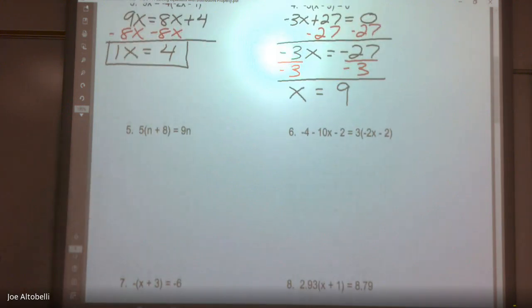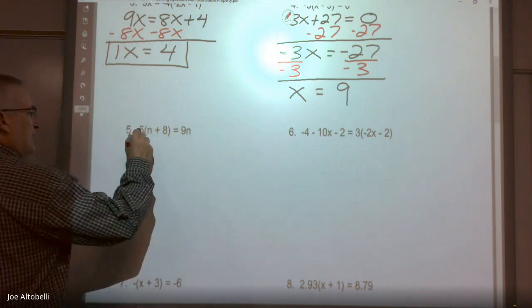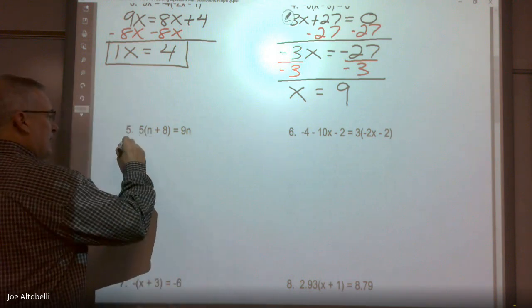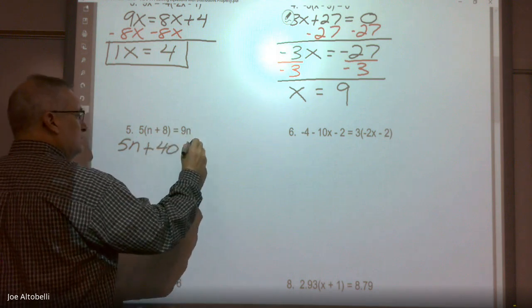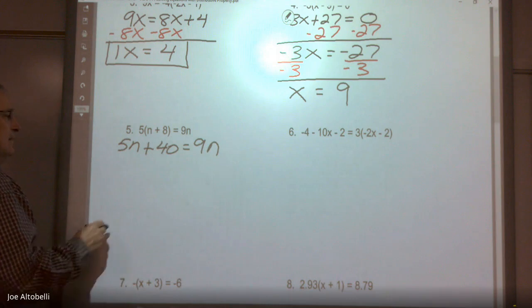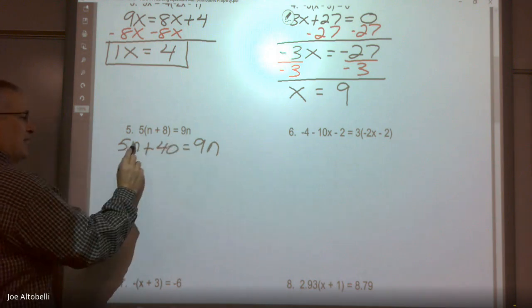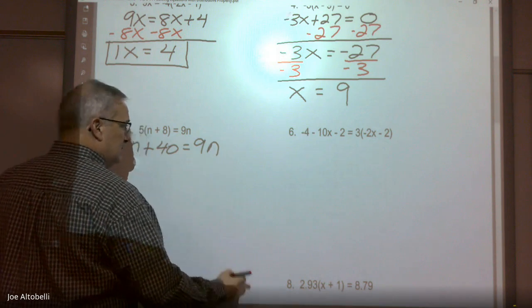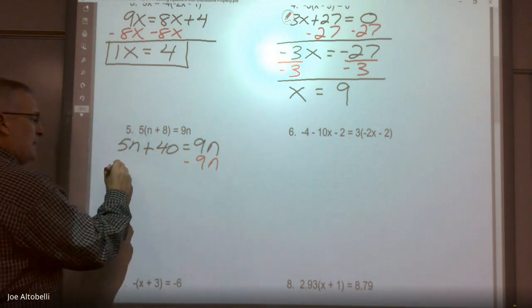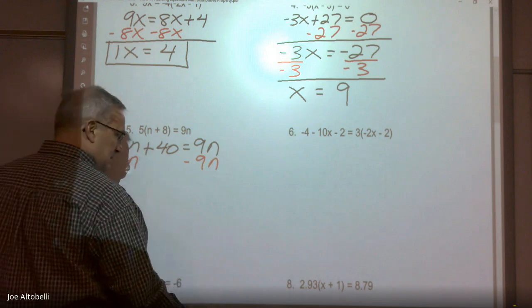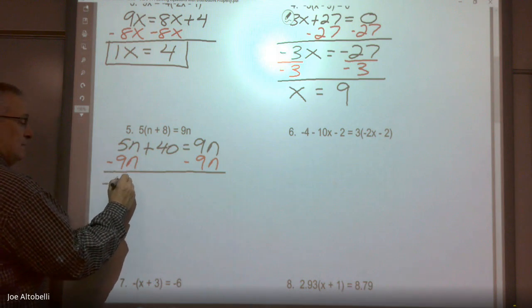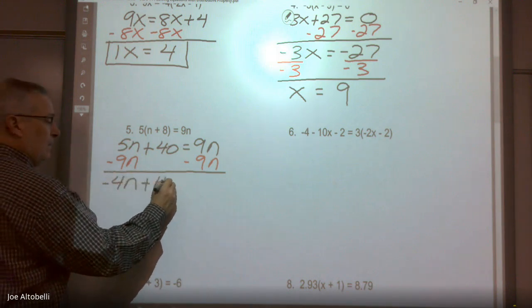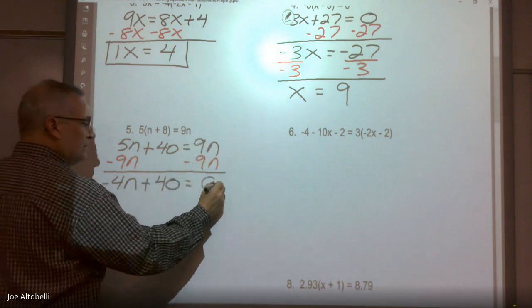All right, number 5. Again, distributive property. 5 times n is 5n plus 5 times 8, 40 is equal to 9n. I have variable term on both sides, so I'm going to get rid of the one on the right. Subtract the 9n, subtract the 9n. 5n minus 9n is a negative 4n plus 40 equals 0.